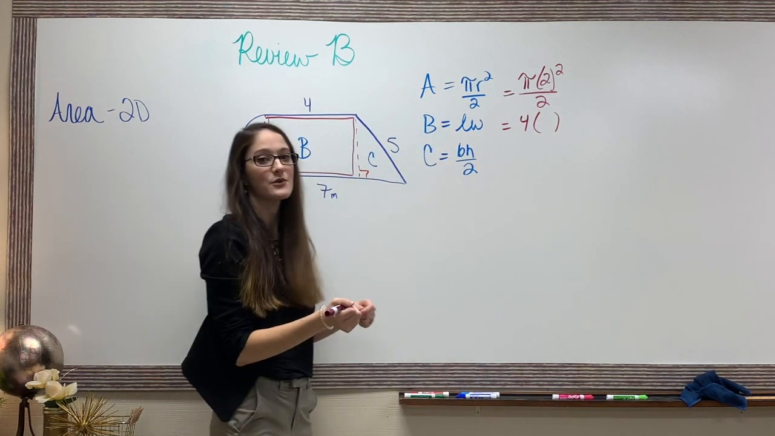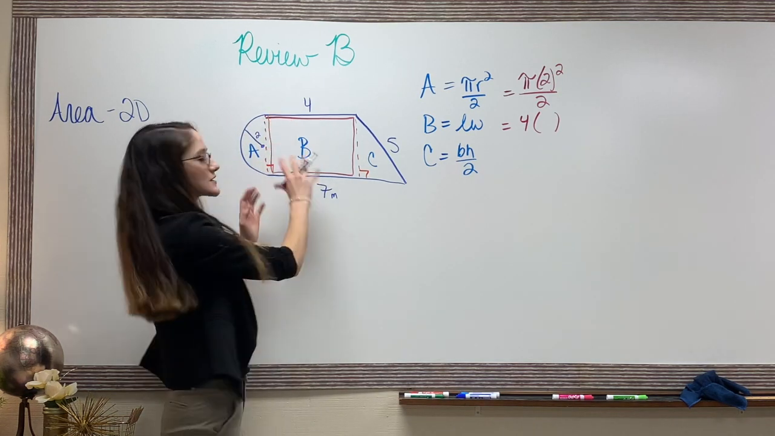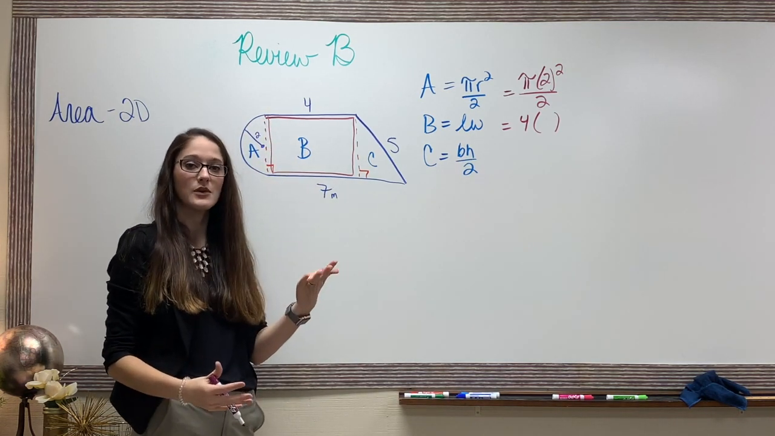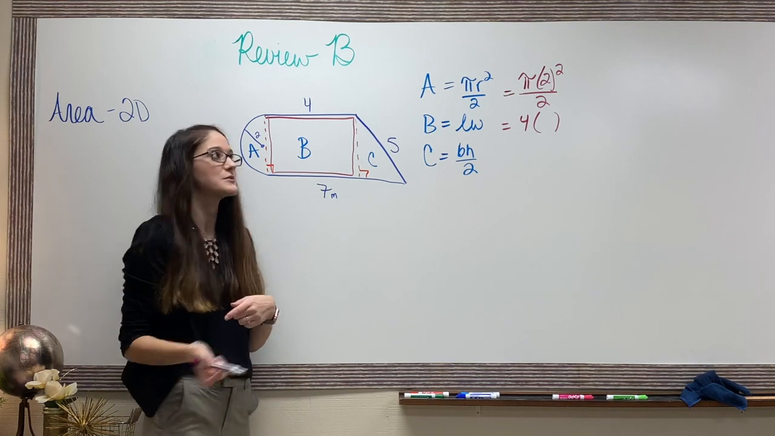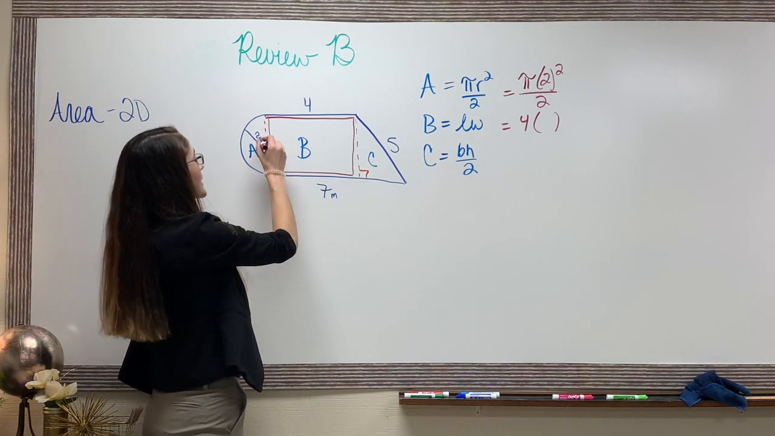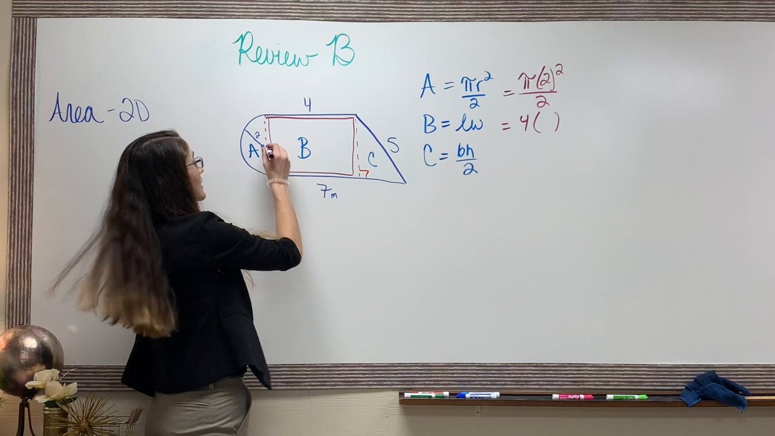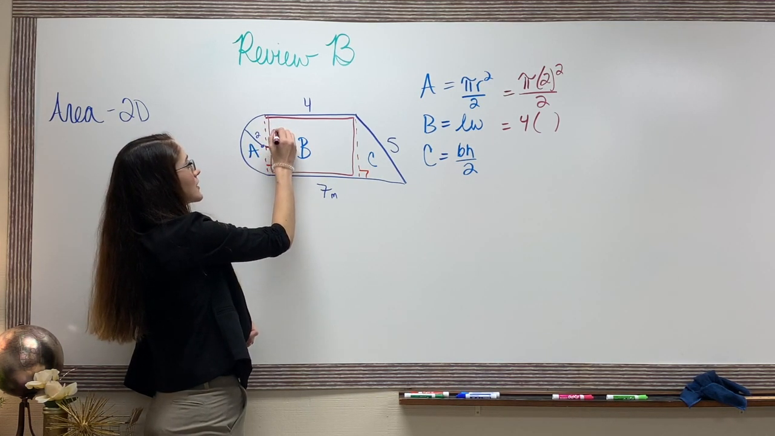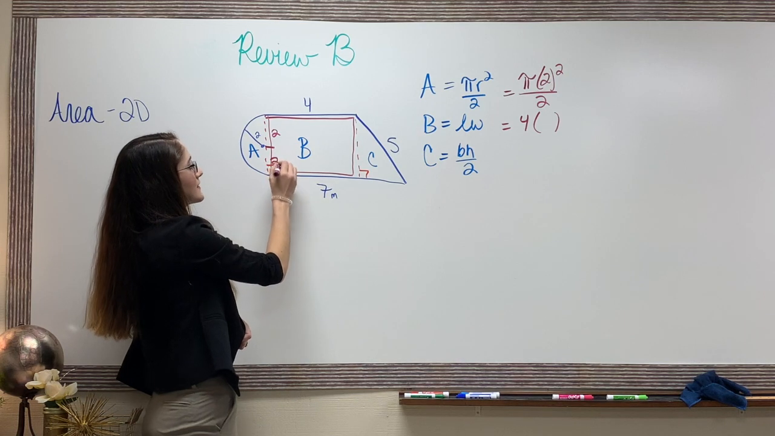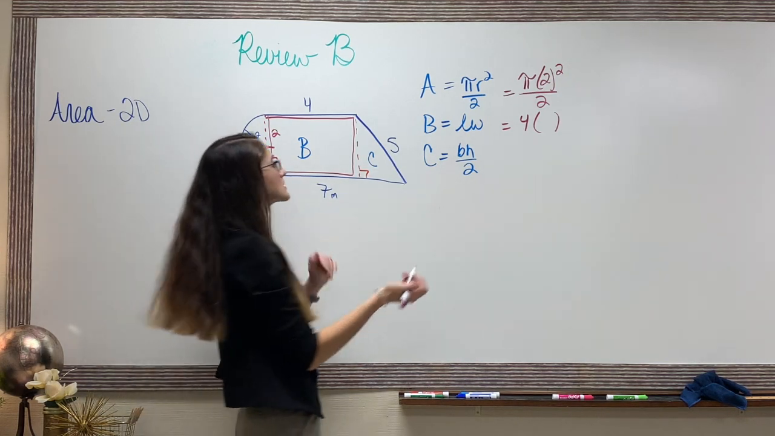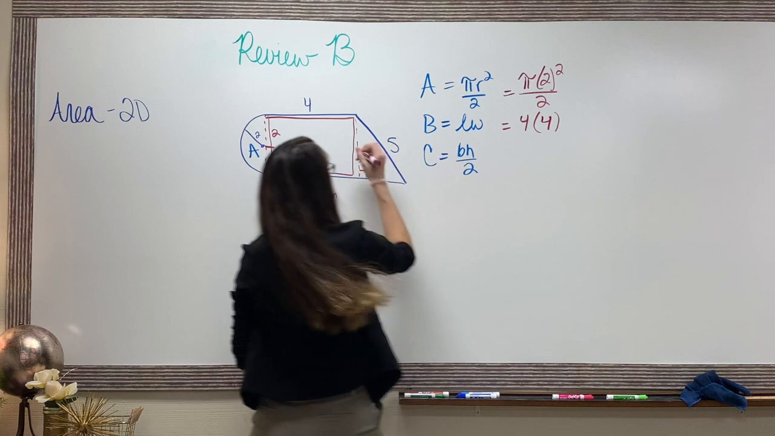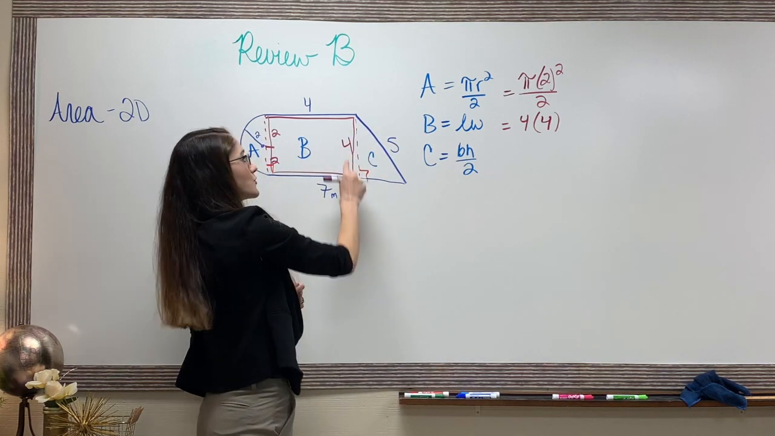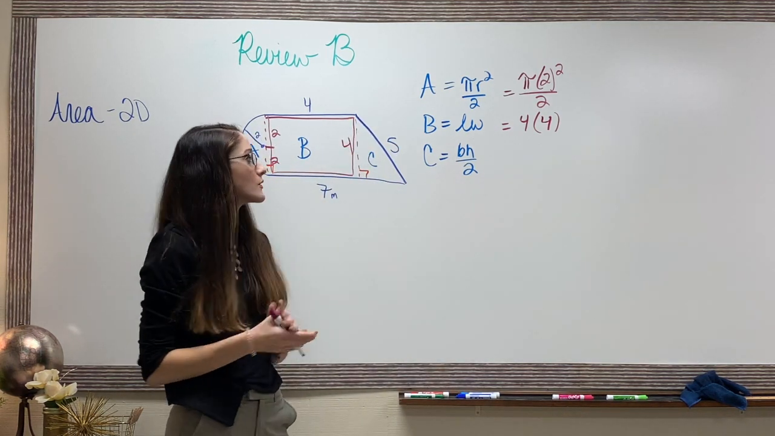And now I need to find my width. This problem does not automatically tell me what our width is, but it does give me some hints. I know that this radius is 2, and I also know that this part is 2, and this part is 2, and 2 plus 2 is 4. So we know that the height, the width of this shape is going to be 4.